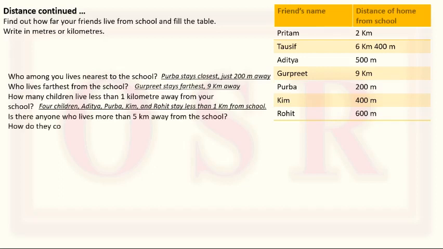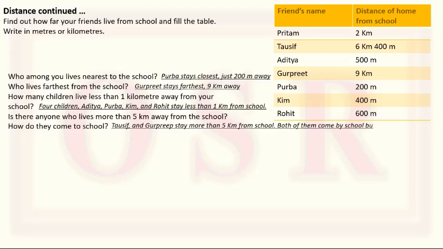And how do they come to school? Let's see the sample table. Here we have Tausif and Gurpreet, who stay more than 5 kilometers from school. Both of them come by school bus. So now this exercise has been done based on this sample table and sample data. Please fill out your own table and then answer the questions for your table.